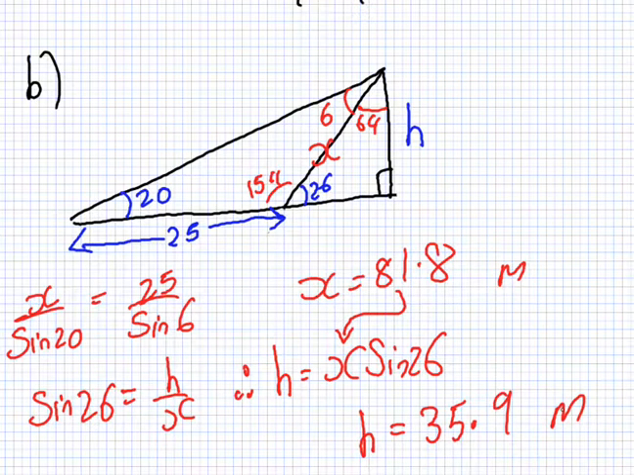How many marks is part B? 8. Just like Christmas. Free gifts. 8 marks for that. That was easy, wasn't it, right? Because you've seen these types before. We did them in class.